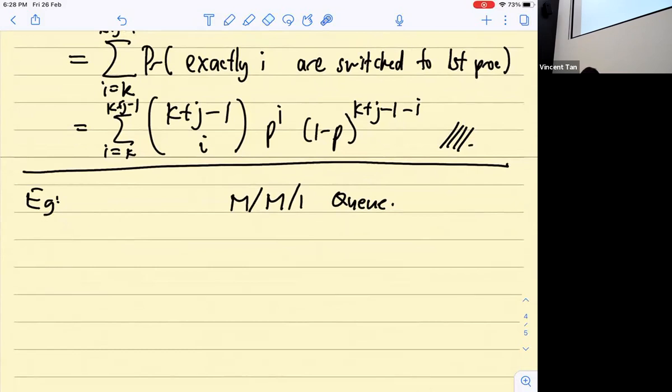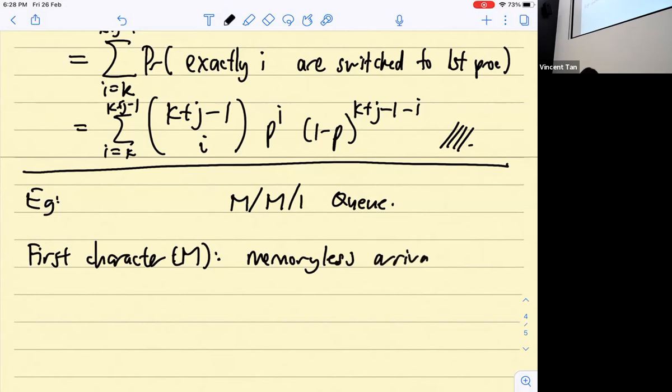In queuing, we have this convention where we have these three letters, right? You often see M/G/1 or M/G/K queues, but this is the simplest form of queue. What does M stand for? The first character, M, stands for memoryless arrival process. So the people in your shop arrive according to a Poisson process.